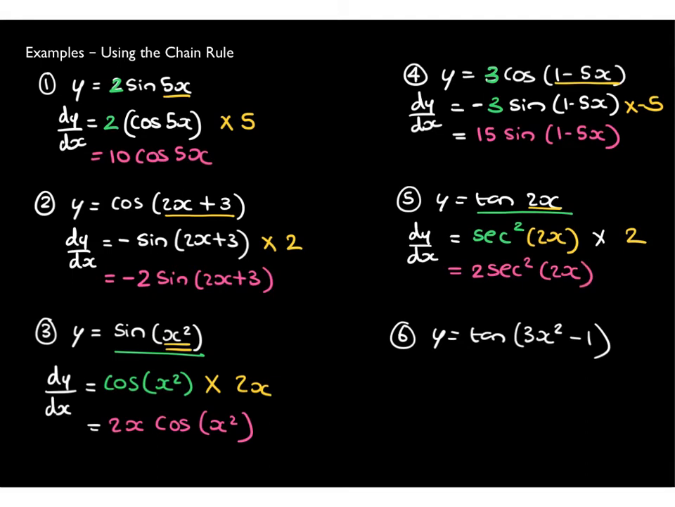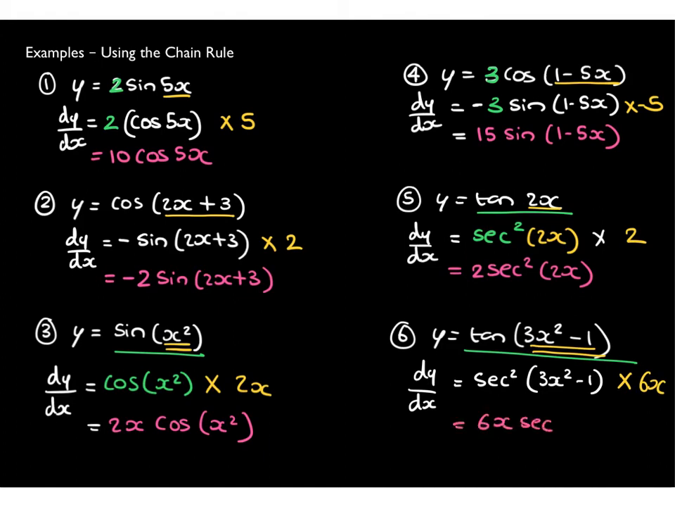And the last example, again, it's overall a tan function. So dy by dx will be sec squared of 3x squared minus 1, which is the original inner function. Multiply this by the derivative of this inner function, which is 6x. And this takes us to the final answer of 6x sec squared 3x squared minus 1.